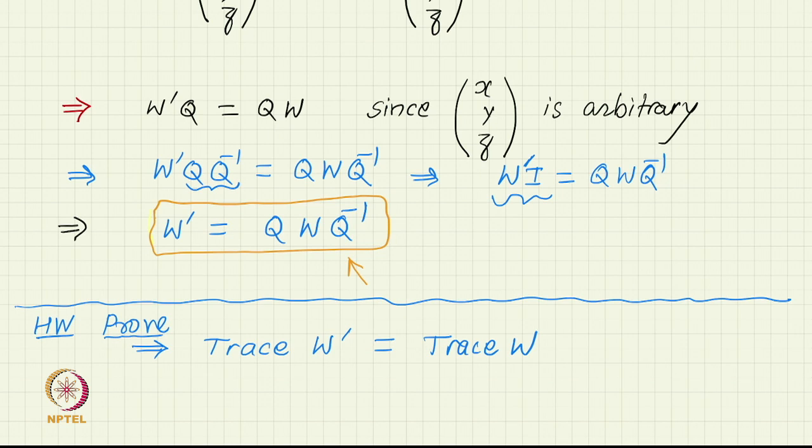Determinant W prime is determinant W, is obvious, because the determinant of a product of matrices is the product of determinants, and the determinant of an inverse matrix is 1 by the determinant. The trace is not obvious, you will have to work a little bit, but the determinant is just too obvious. We can still write that it also follows from that relation, the determinant W prime is determinant W.